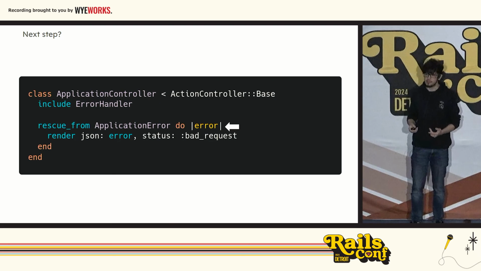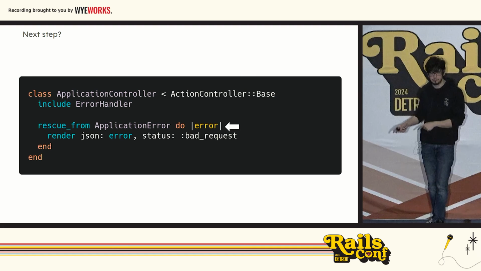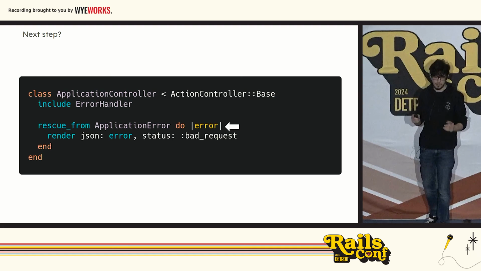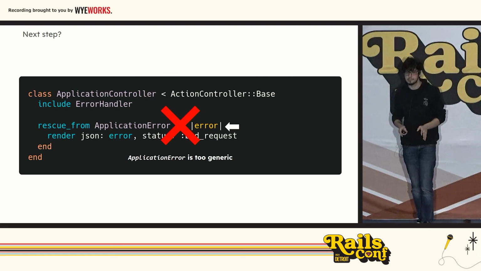And maybe at this point you just wonder, okay, we do have that application error. I can just go back to my application controller and add a rescue from for that application error, right? And no, the answer is we don't do that.